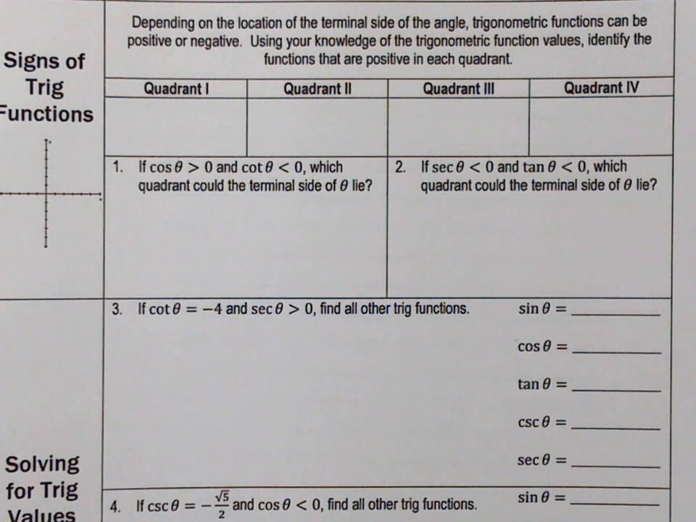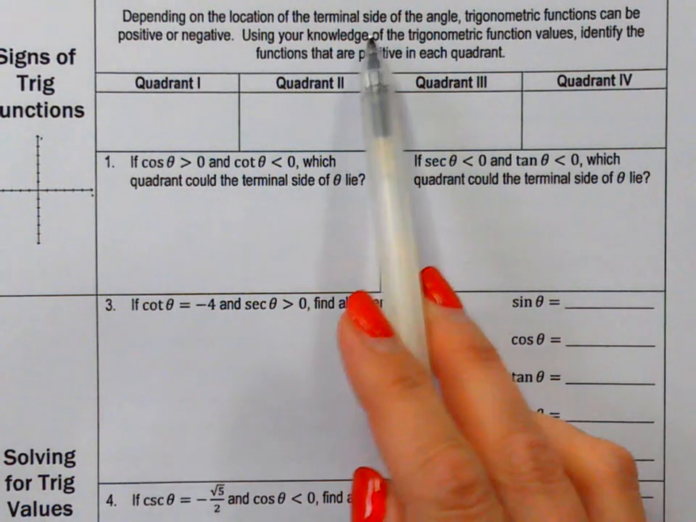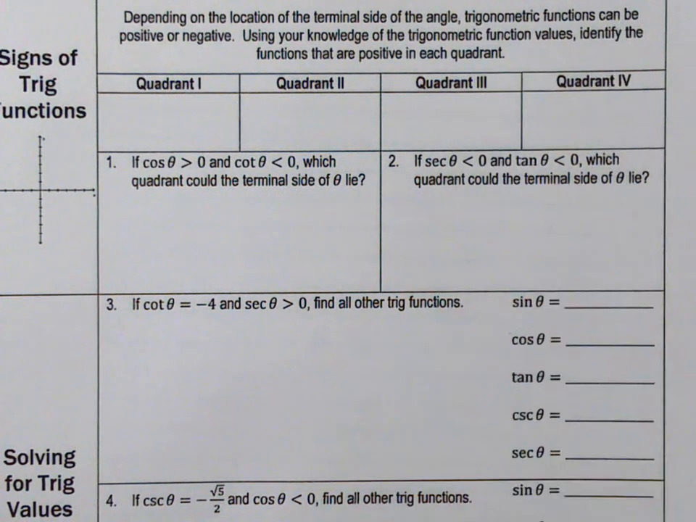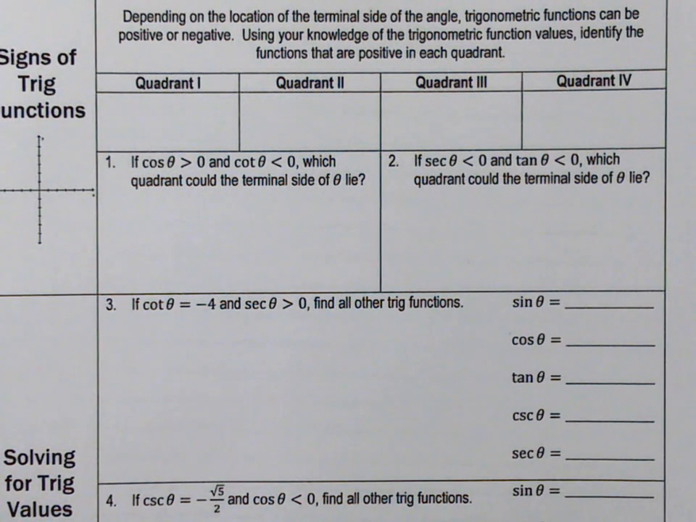Okay, so what we're going to be talking about, and you can use your unit circle to help you understand this and see this a little bit better, goes back to your warm-up today, when you graphed a point and plotted it, and the different signs of each trig function in each quadrant varies. So depending on the location of the terminal side of the angle, trigonometric functions can be positive or negative. Using your knowledge of the trigonometric function values, identify the functions that are positive in each quadrant.